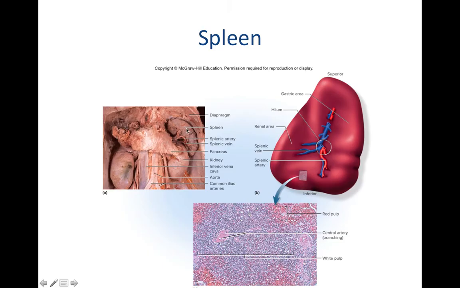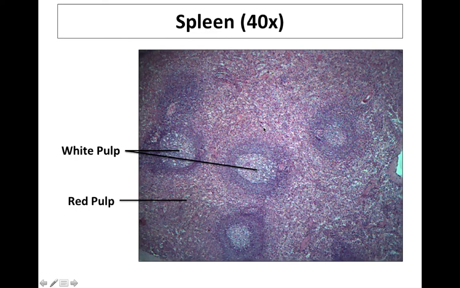Here's the spleen. Here it is in a person. It's going to be very close to the pancreas and above your left kidney. When you look at the spleen under the microscope, most of it is going to be composed of red pulp. There'll be a lot of erythrocytes, but you will also have regions of white pulp where you'll find leukocytes. And these tend to stain a little bit more purple.